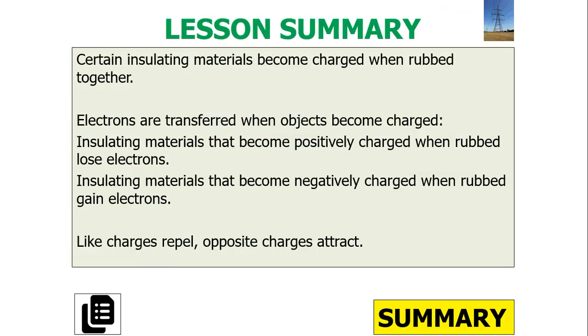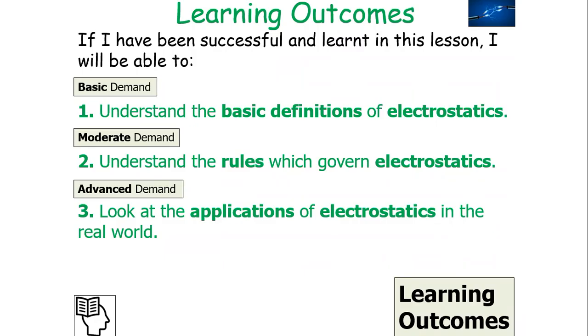So let's summarize what we've learned in today's lesson. Certain insulating materials become charged when rubbed together. Electrons are transferred when objects become charged. Insulating materials that become positively charged when rubbed lose electrons. Insulating materials that become negatively charged when rubbed together gain electrons. And like charges repel, opposite charges attract.